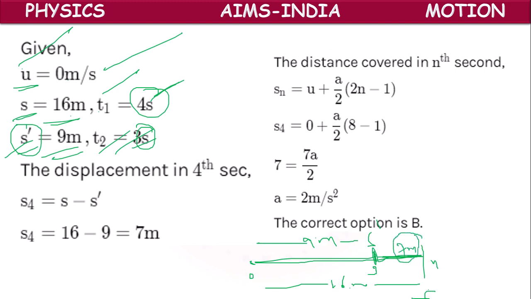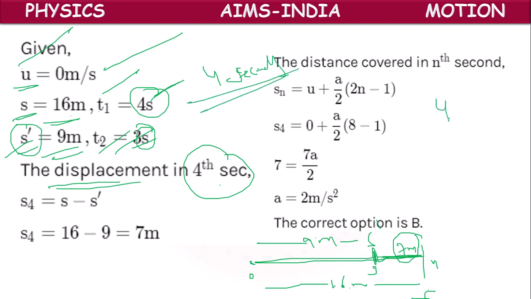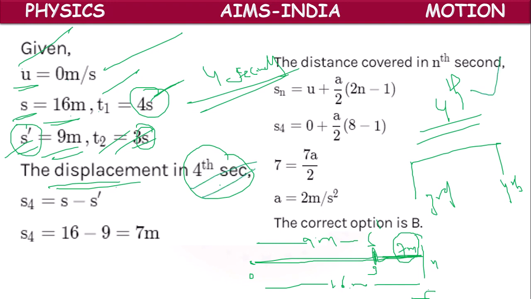This is the distance traveled from the end of the third second to the end of the fourth second, as per the given data. So the displacement is only in the fourth second, not 4 seconds. 4 seconds means 4 complete seconds. Fourth second means that particular second, ending of third second to ending of fourth second. This 1 second is called the fourth second. So displacement in the fourth second is s minus s dash, 16 minus 9, 7 meters.